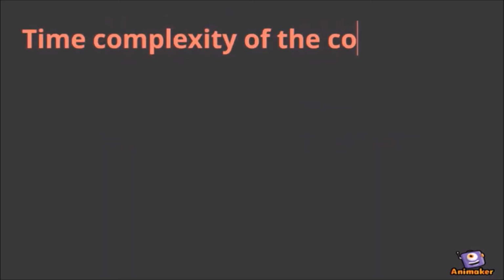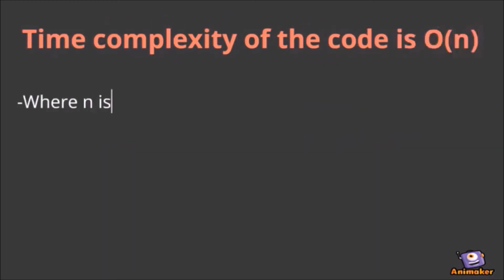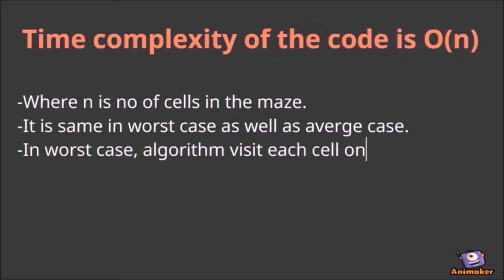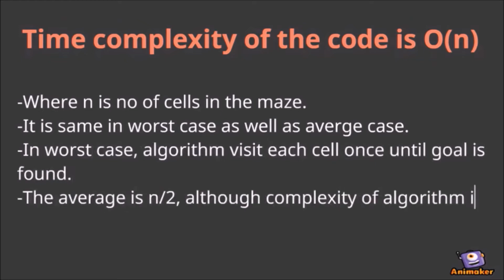Time complexity of the code is big O of n, where n is the number of cells in the maze. It is the same in worst case as well as average case. In worst case, the algorithm visits each cell once until the goal is found. The average is n by 2, although the complexity of the algorithm is still big O of n.